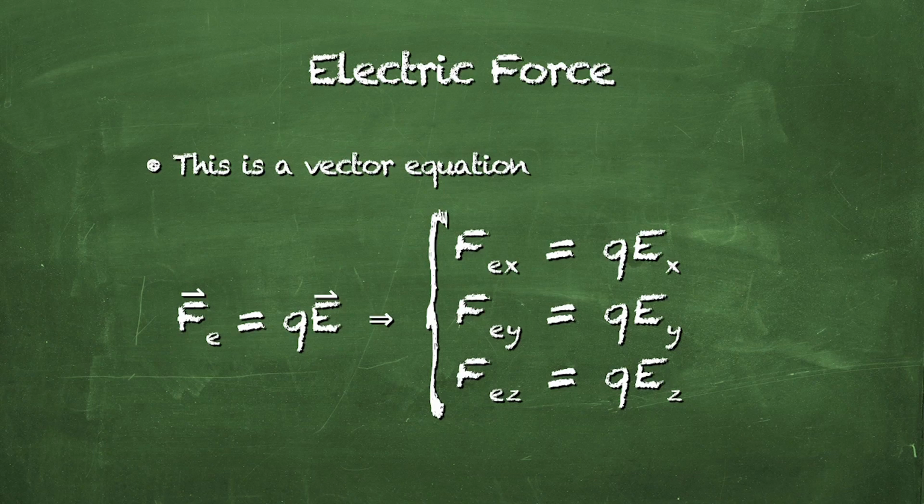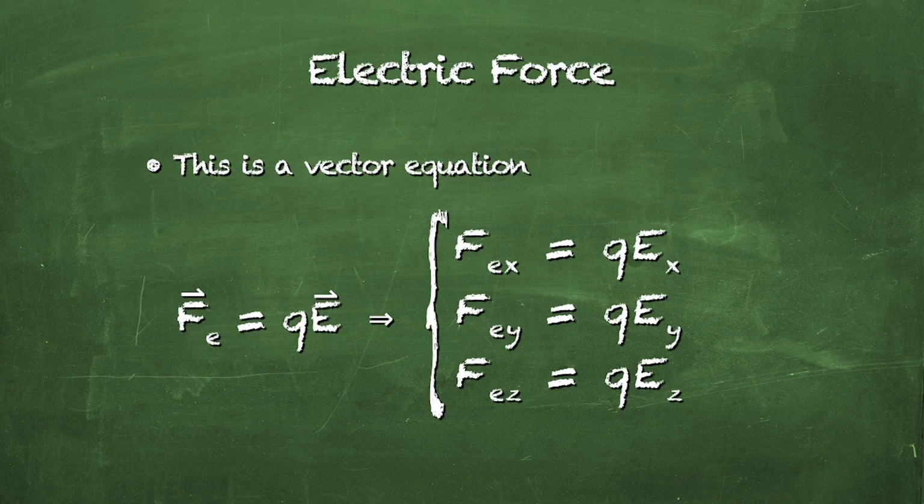And we have the electric force vector is equal to charge times electric field vector, which gives us three equations where we have the X, Y, and Z components of the electrical force, the X, Y, and Z components of the electric field, and the charge, which is a scalar. So charge does not have X, Y, or Z components, just as mass didn't. Okay, we are ready to begin working exercises.